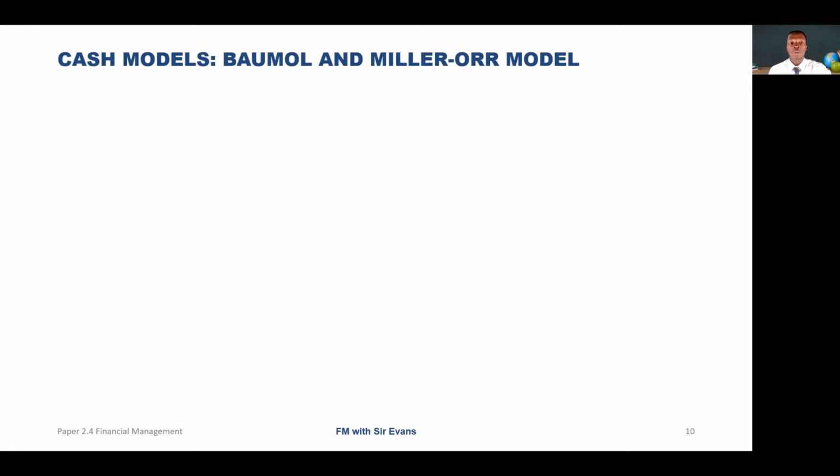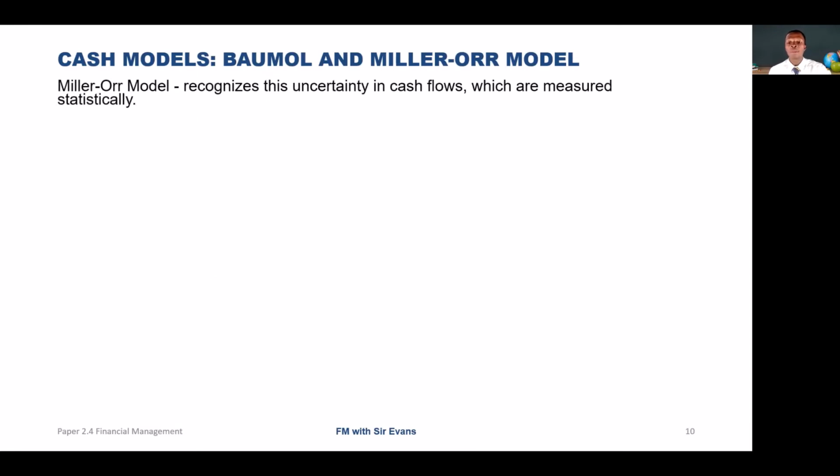Okay, so we move on to look at the Miller-Orr model. The Miller-Orr model recognizes the uncertainty in cash flows, which are measured statistically. So daily cash flows might be positive or negative, and the net daily cash flows are then assumed to be normally distributed around the daily average net cash flow.